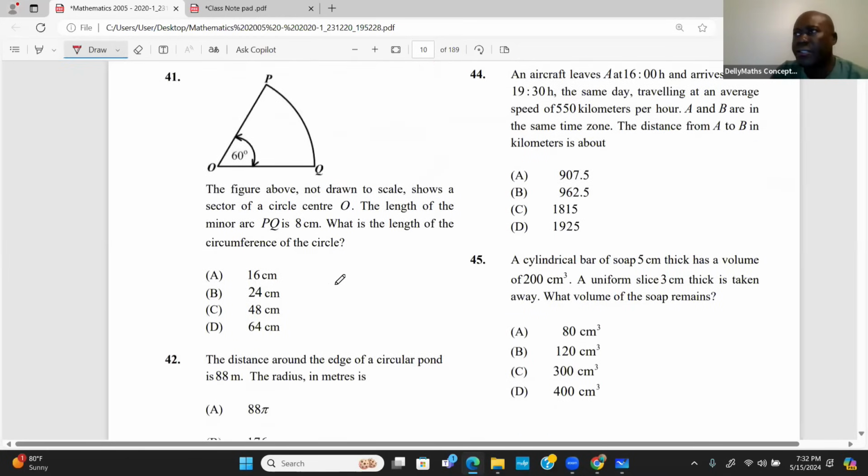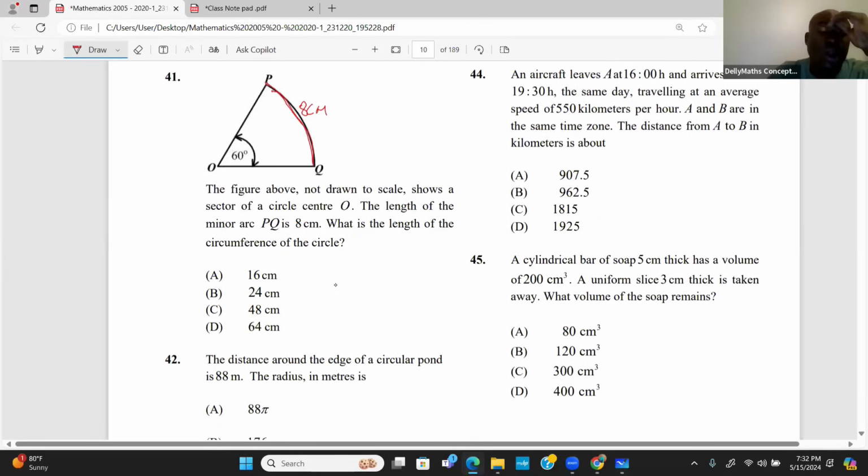All right, let's take a look at this. It says here, the figure above, not drawn to scale, shows a sector of a circle with center O. The length of the minor arc is 8. The arc is right here. That distance from here to here, they're telling you it's 8. So the question says, what is the length of the circumference?